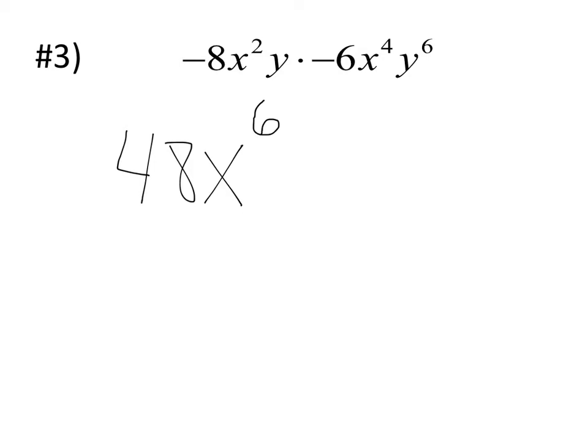And then we're going to do our y's. First we're going to give this y an exponent of 1 just to be safe. And then we're going to say y to the 6th. You're multiplying like bases. You add your exponents. 1 plus 6 is 7. So it is 48 x to the 6, y to the 7th.